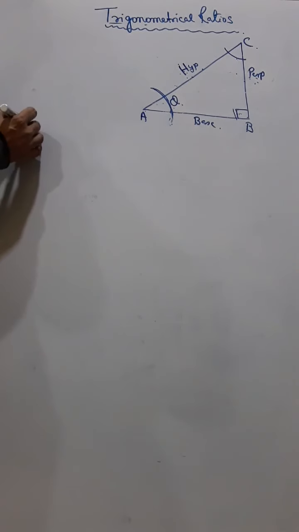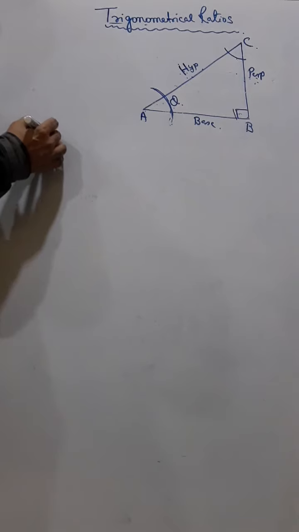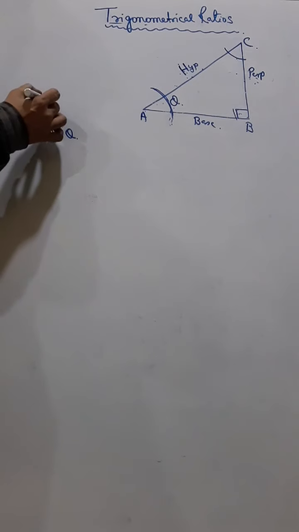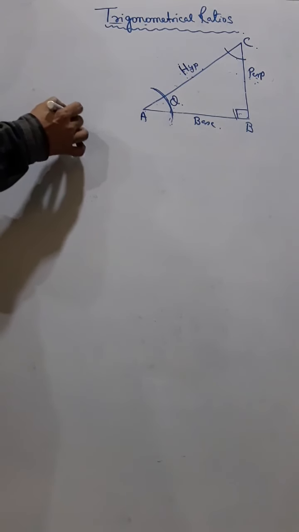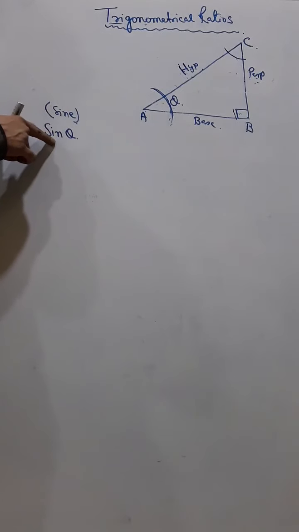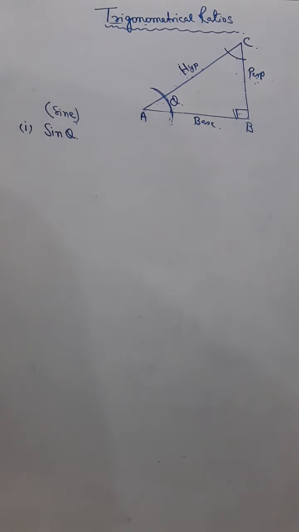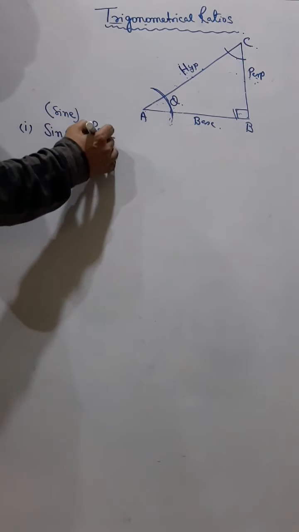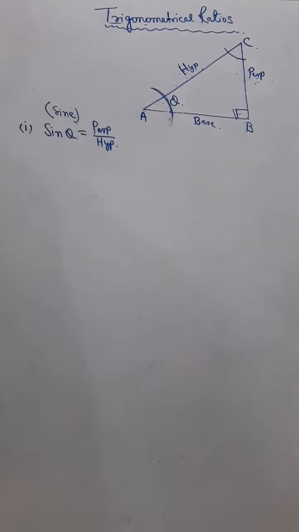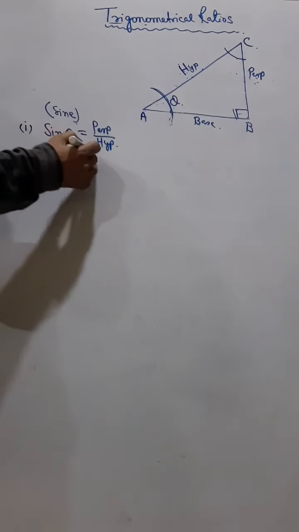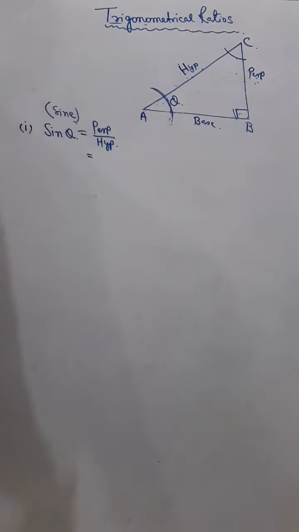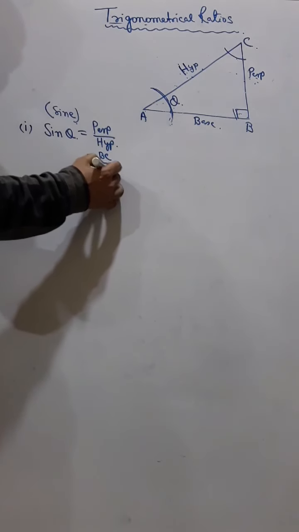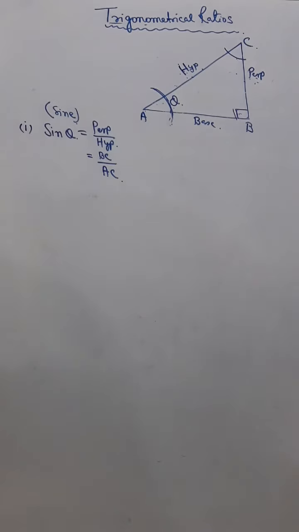Now the first trigonometrical ratio is sine. Now say sine theta. Actually it is SINE, but in short we write sine. Now sine theta is the ratio of perpendicular by hypotenuse. Understand? So perpendicular by hypotenuse. That means with respect to this triangle, it is in fact BC by AC. BC by AC. Okay.